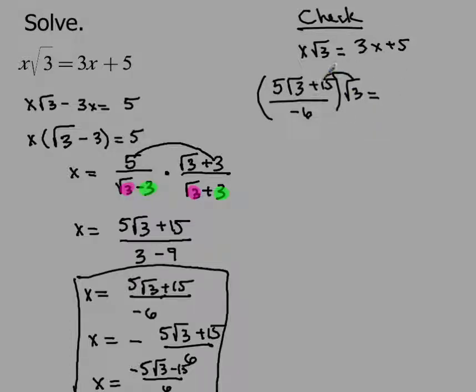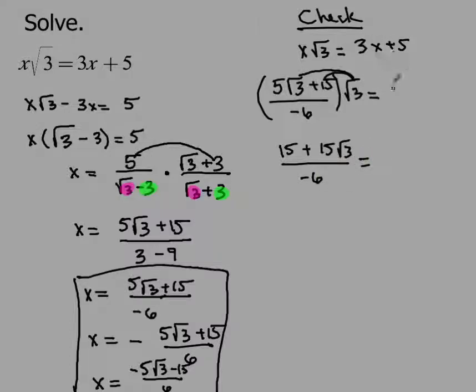So 15 times square root of 3 is 15 square roots of 3. And then if I multiply 5 square root of 3 times square root of 3, the square root of 3 times square root of 3 part's going to cancel out and just give me a 3. So I'm going to have 5 times 3, which of course we know gives us just 15. So I'm going to have 15 plus 15 square roots of 3, all of that over negative 6. That's what the left side is going to give me. Now let's see what we end up with on the right side.